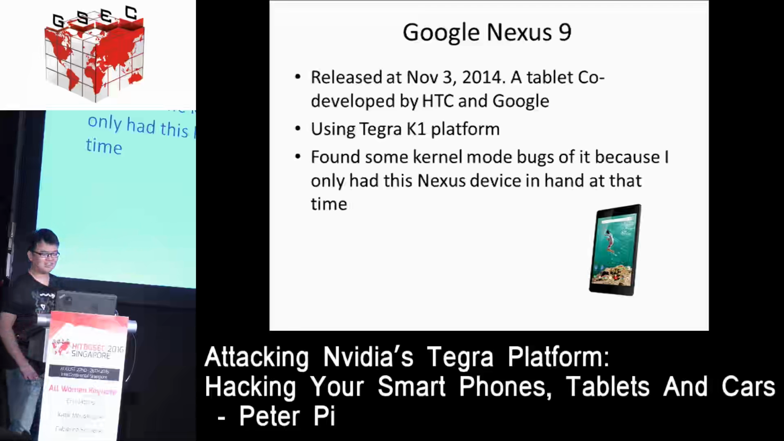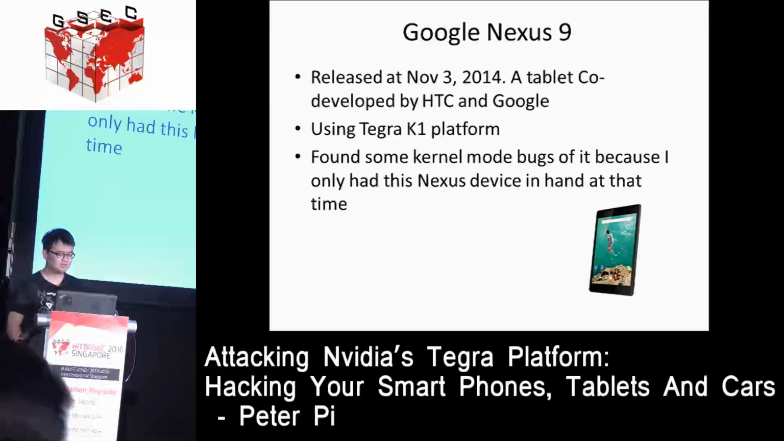I only had one Nexus 9 in my hand when I began to do research on the Tegra platform. Google Nexus 9 was released in November 2014. It is a tablet co-developed by HTC and Google. Nexus 9 is using the Tegra K1 platform. I found some kernel mode bugs in it and wrote exploits for these bugs. So I will introduce some of these bugs and one interesting exploit.